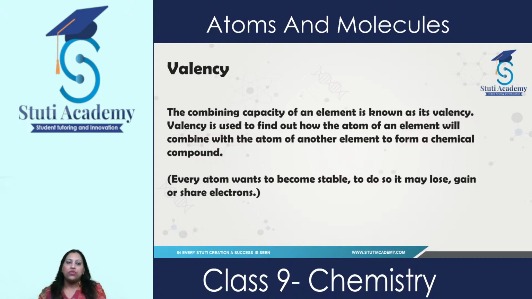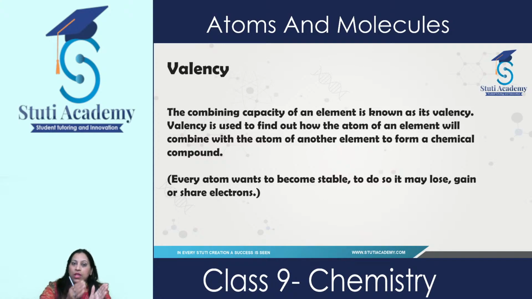Now come to the next topic, valency. As I told you, these elements are either gaining or losing electrons. That combining capacity of an element to lose or gain electrons is known as its valency. Suppose an element loses 2 electrons, so its valency is 2. And if an element is gaining 1 electron, its valency is 1. Only there is a difference in the charges.